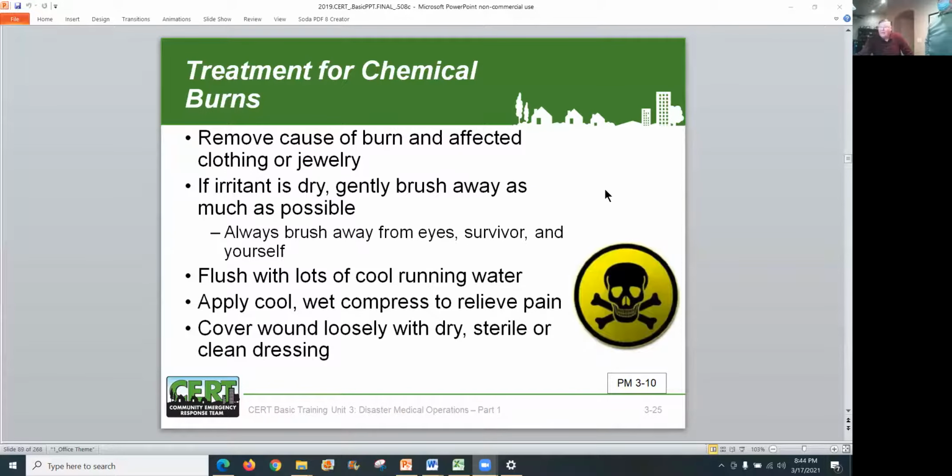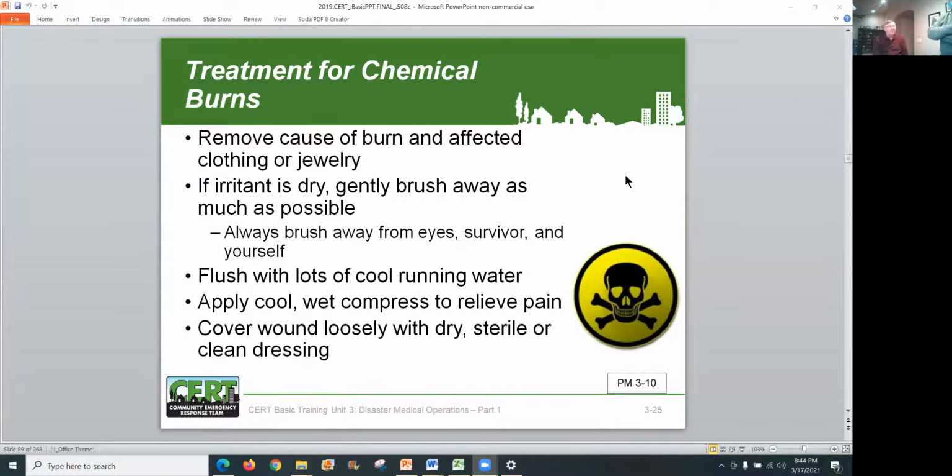And here's what we do for burns. We remove the cause of burns and affected area of clothing and jewelry. Take those off if you can, to keep the area from continually being burned. If the irritant is dry, you can gently brush it away as much as possible. But here's the key, guys. Listen to this. Always brush away from the eyes of the survivor and yourself.